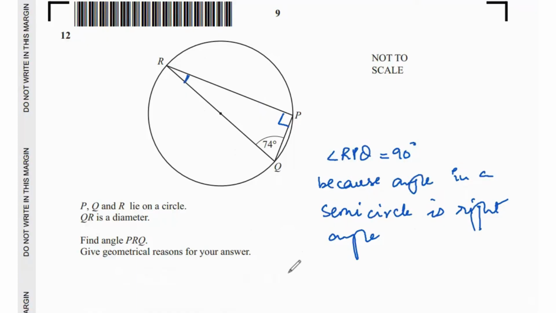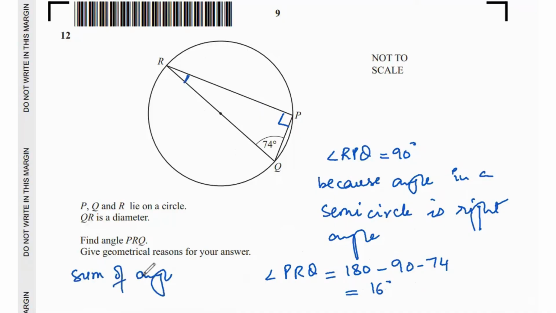Then for PRQ, 180 minus 90 minus 74, which is 16 degrees. The reason for that is sum of angles in a triangle equal to 180 degrees.